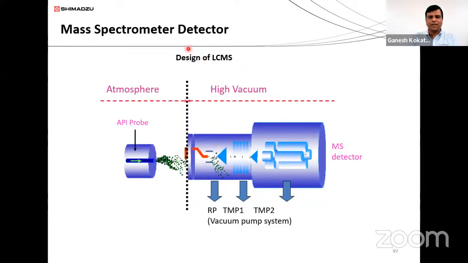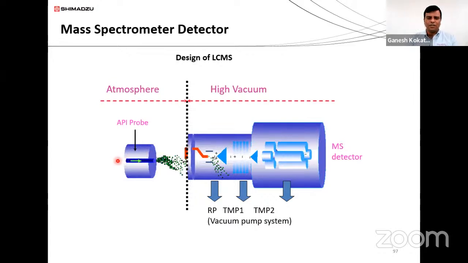So what is the design basically in MS? This is the atmospheric pressure and the high vacuum side. There are two vacuums inside it, one is a high pressure and one is a low pressure vacuum. So a roughing pump is there, and apart from that some turbo pumps are also there. In the roughing pump we create the vacuum up to e raised to 2 torr, and in the turbo pump the vacuum is almost e raised to -7 torr. So it's a very high vacuum.